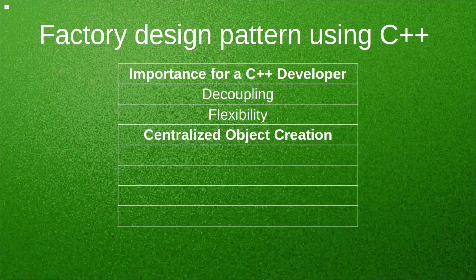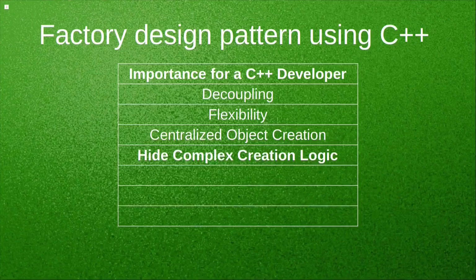Centralized object creation. By centralizing the object creation process, the factory pattern ensures consistency and can lead to easier maintenance. If there's a need to change how objects are created, it is done in one place, the factory. Highly complex creation logic. Some objects might require intricate setup before they are ready to use. The factory can hide this complexity, ensuring the client receives a fully initialized, ready-to-use object.